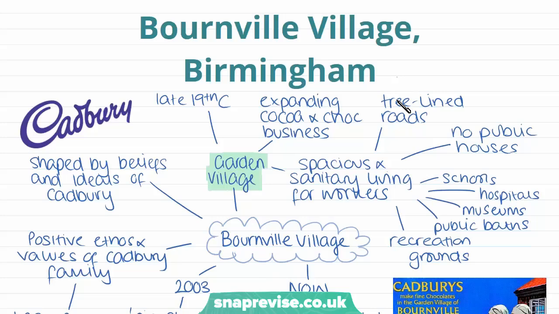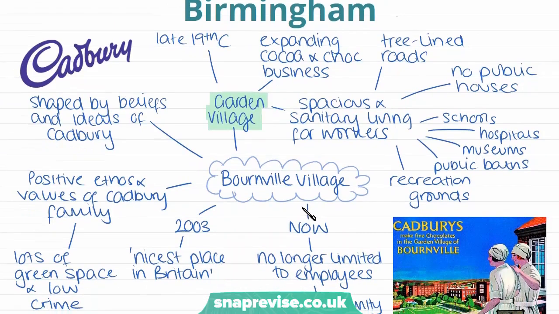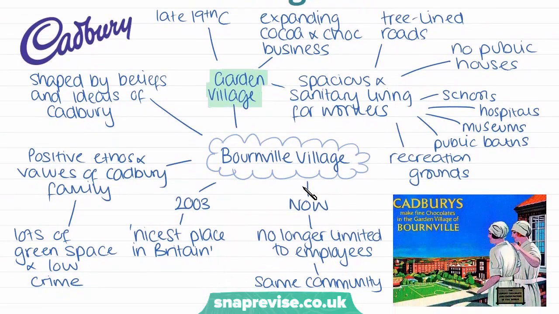And Bournville is a very good example of a place that has been shaped almost entirely by the beliefs and ideals of one industrial family who was very famous, and this is the Cadbury family. Bournville was built as a garden village in the late 19th century, after the family had moved to the rural Bournbrook estate on the outskirts of Birmingham.